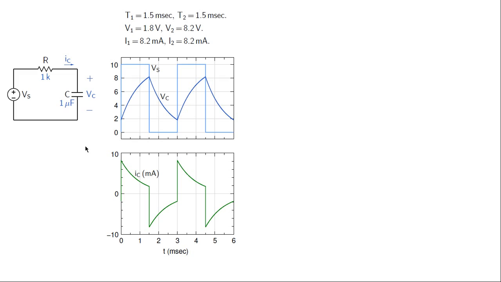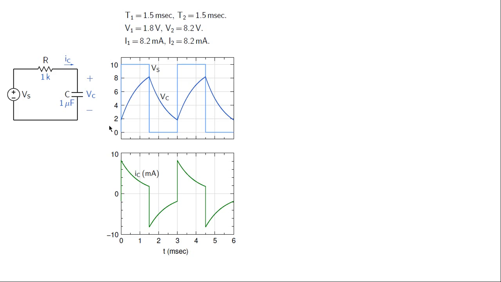Let us look at some simulation results now. In particular, let us take t1 equal to t2, 1.5 milliseconds each, R equal to 1K, C equal to 1 microfarad, and V0 equal to 10 volts. With these numbers, using the formulas that we derived earlier, V1 turns out to be 1.8 volts, V2 is 8.2 volts, I1 is 8.2 milliamps, and I2 is also 8.2 milliamps. So our current, the capacitor current, is going to vary between plus 8.2 milliamps and minus 8.2 milliamps.